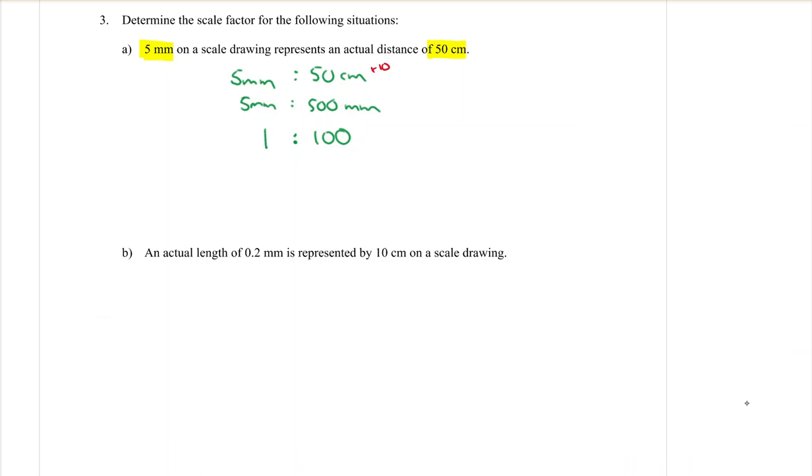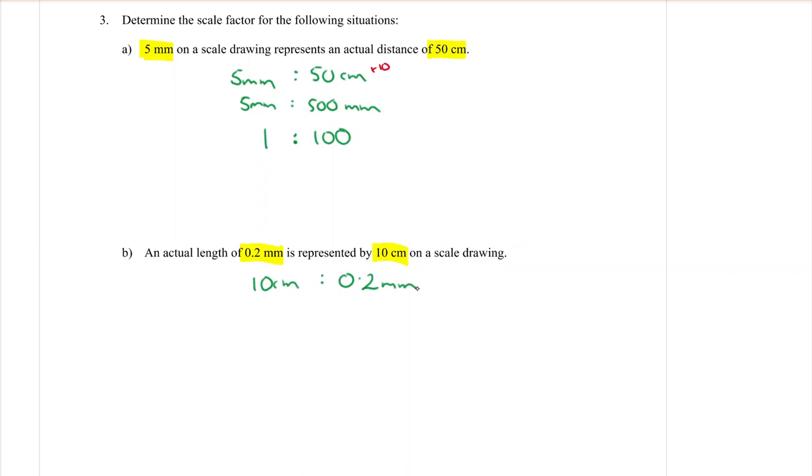Okay? All right, let's do the last one. Part B. An actual length of 0.2 millimeters is represented by 10 centimeters on a scale drawing. Okay, now remember the order is important. Which one goes first? The actual length or the scale drawing one? The scale drawing should be first. So they're actually written in the wrong order here. The scale drawing goes first, which means the 10 centimeters should be first. And the actual length of the object, the 0.2, should always be in the second spot.